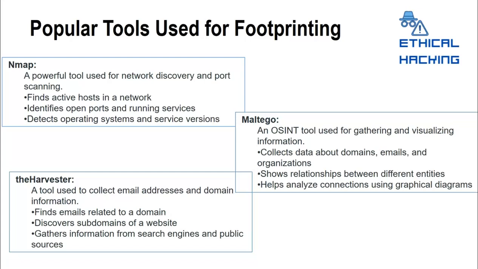Then these are the popular tools used for footprinting. First one is Nmap. This is a network discovery and port scanning mechanism. It finds active hosts in the network and also identifies open ports and running services and detects operating system and service version. The next tool is Maltego. This is an OSINT tool used for gathering and visualizing information. It collects data about domains, emails, and organizations, and also shows relationships between different entities and helps analyze connections using graphical diagrams.